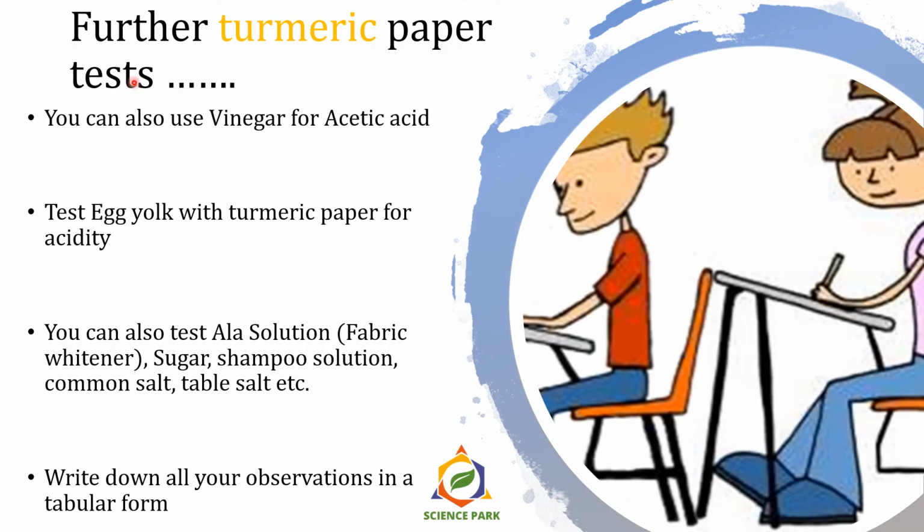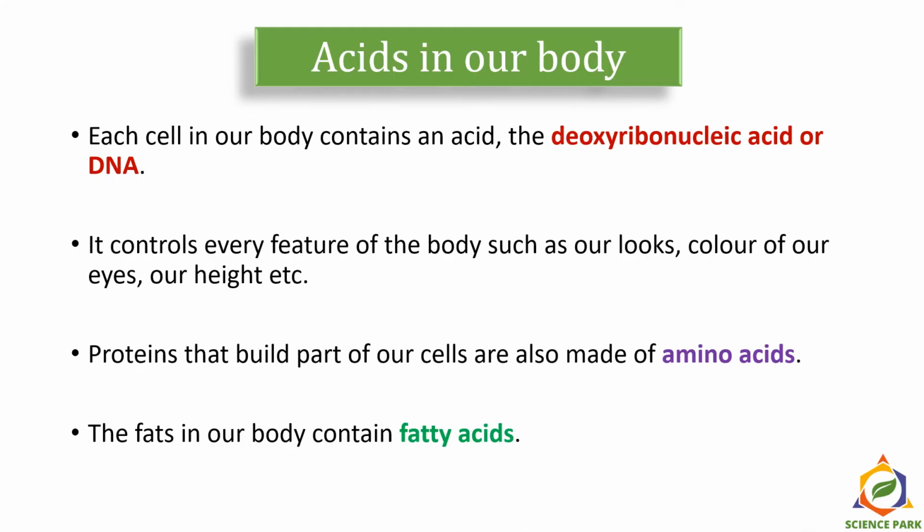Further, for the turmeric paper test, you can also use vinegar for acetic acid. Test egg yolk with turmeric paper for acidity. You can also test the solution that we use as a fabric whitener or bleach. You can test sugar, shampoo solution, common salt, table salt, etc. Write down all your observations in a tabular form. I am again repeating it here. You have to do it and show it to me when the discussion period is on.